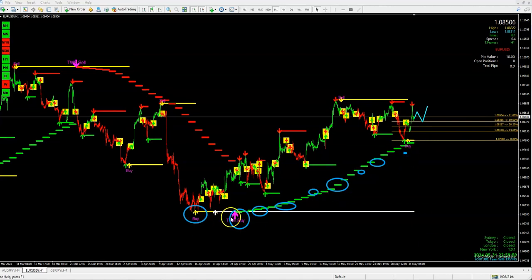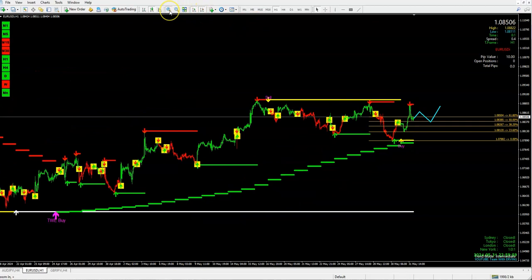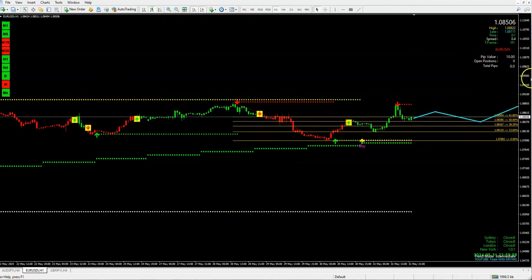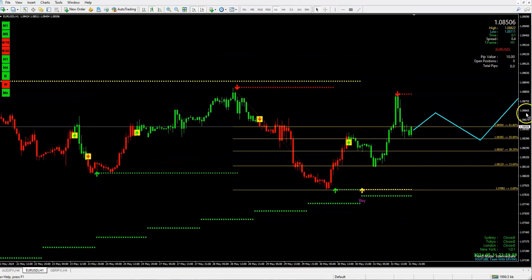Since when is Euro USD in a buy trend? Look at here, Euro USD commenced back in April of 2024. Market has been bullish since April 2024. The market has been in a buy trend. So that's good to know. Now that we know the original direction, we're gonna be looking into the multiple time frame to see what we are gonna be doing this week.